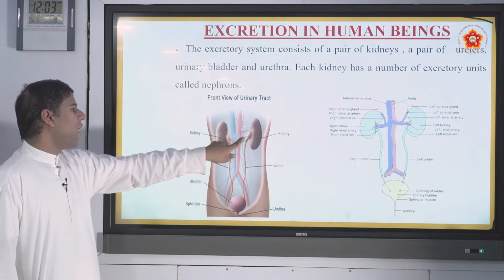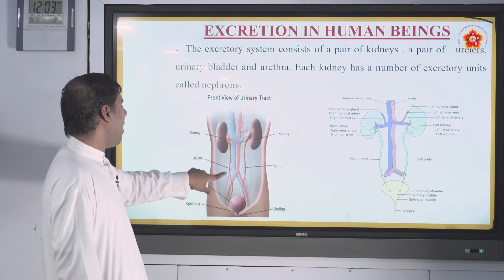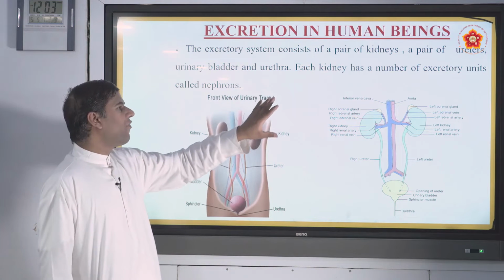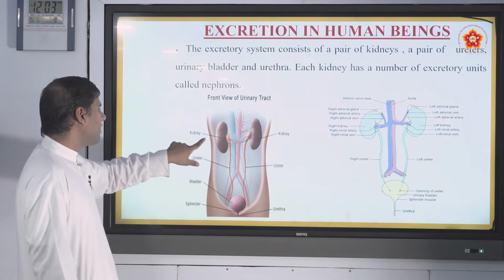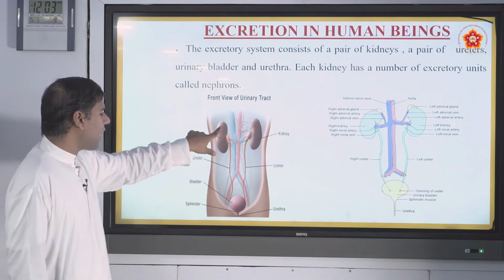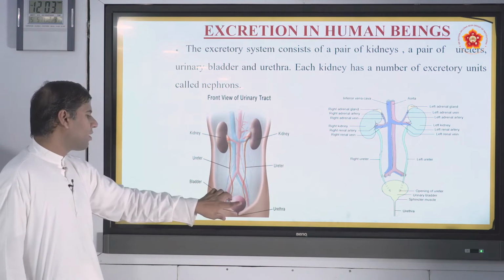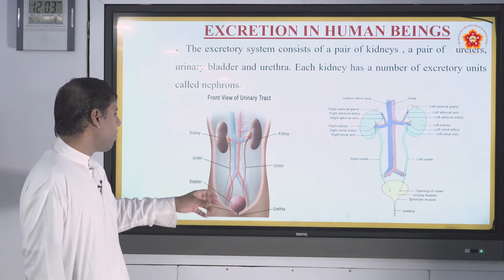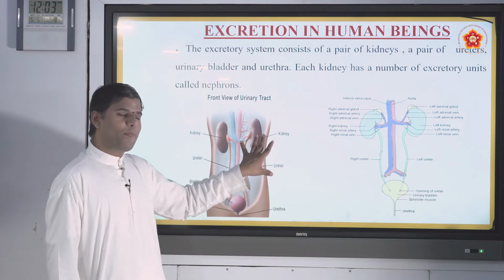It consists of a pair of kidneys, a pair of ureters, the urinary bladder and the urethra. Each kidney has a number of excretory units called nephrons. If you have a look, this is the kidney, and you have this ureter which carries the urine to the bladder, which collects the urine, and the sphincter muscle which signals the urge to urinate, and then it goes out through the urethra. So this is the process.